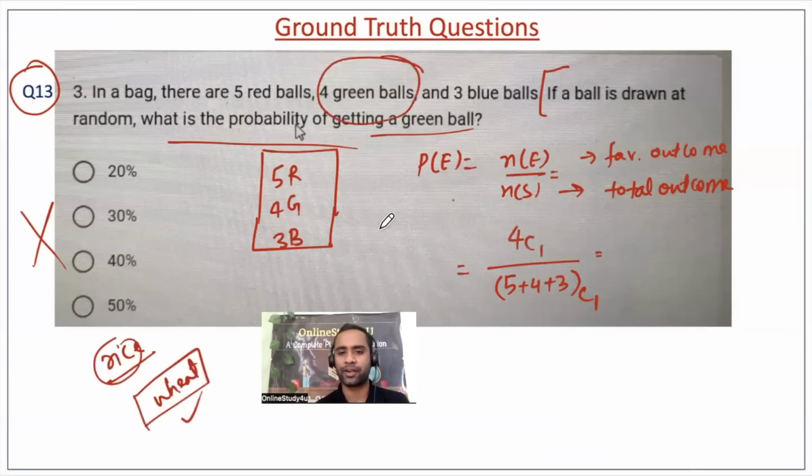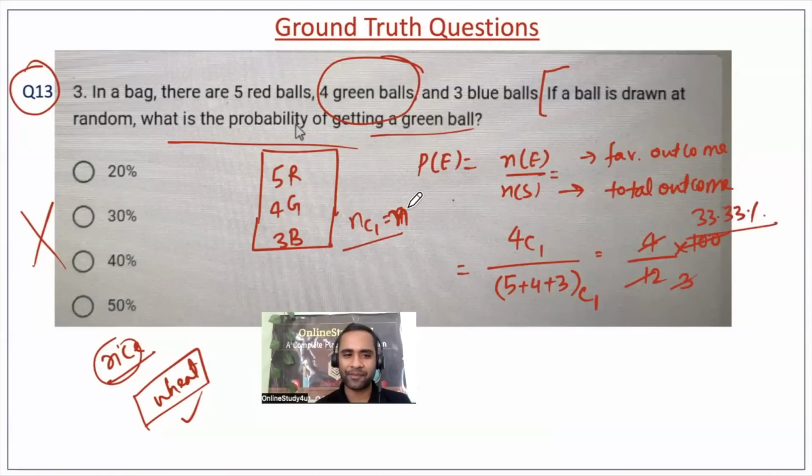One green ball: 4C1. Anyway, nC1 will be n only. So 4C1 is 4, and 12C1 will be 12. If you have to calculate percentage, multiply by 100: 4 threes are 12, and this is 33.33 percent. But they have given options 20%, 30%, 40% and 50%, which is not correct. But anyway, for timing, you can mark 30%. The options are wrong because 30% and 33% are different, right?